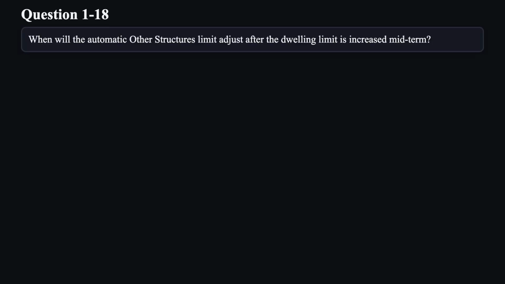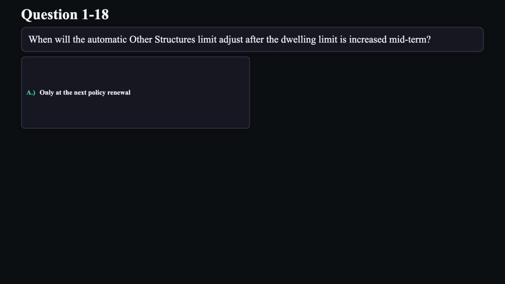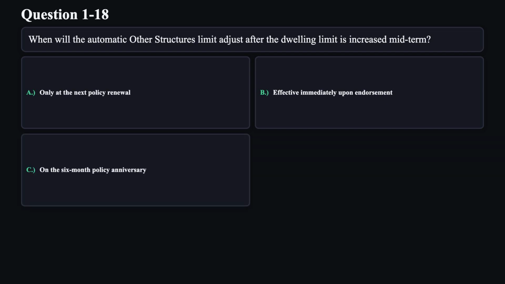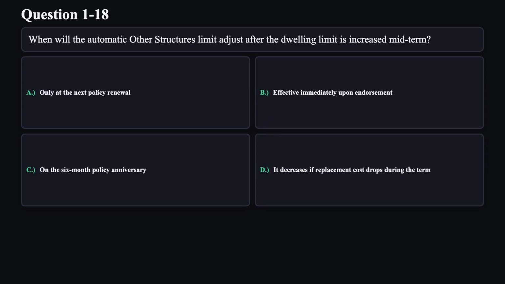Question 18. When will the automatic other structures limit adjust after the dwelling limit is increased midterm? A. Only at the next policy renewal. B. Effective immediately upon endorsement. C. On the 6-month policy anniversary. D. It decreases if replacement cost drops during the term.